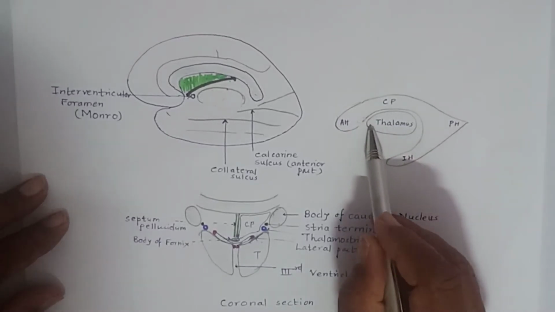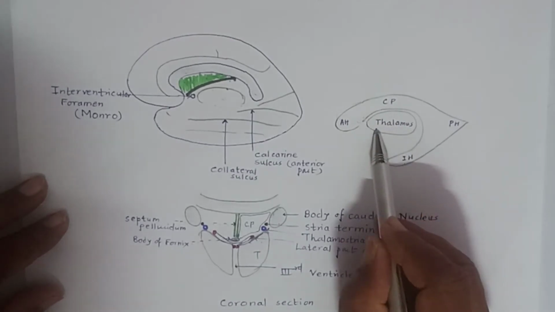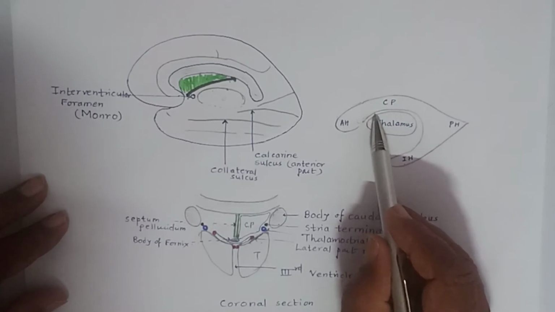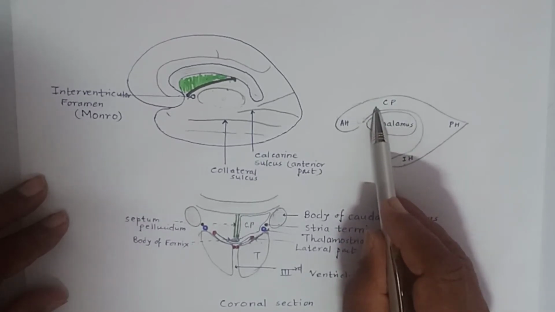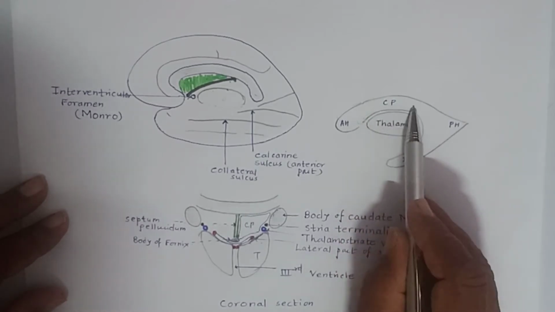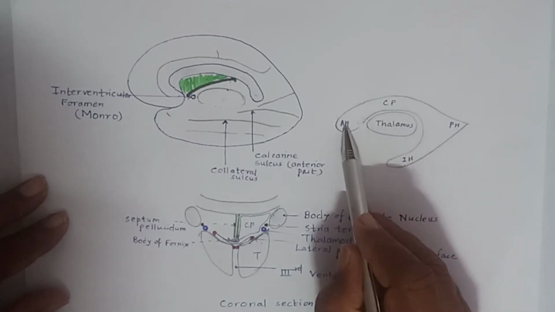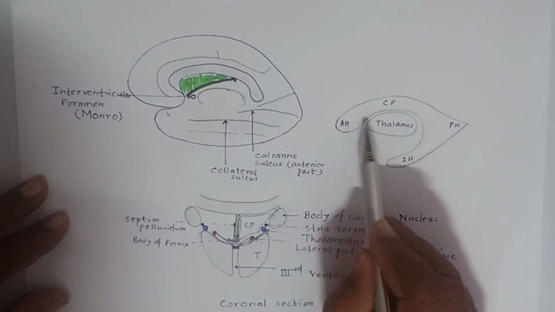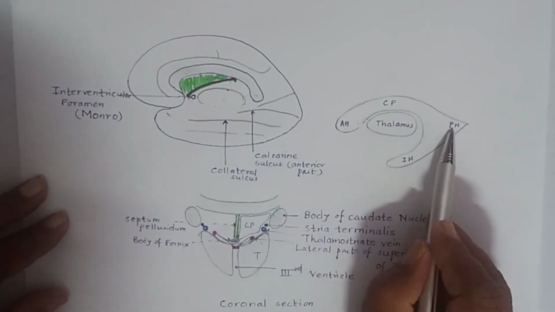The central part is related with thalamus. Thalamus lies in the floor of central part. Anterior horn is anterior to thalamus, while posterior horn is posterior to thalamus.